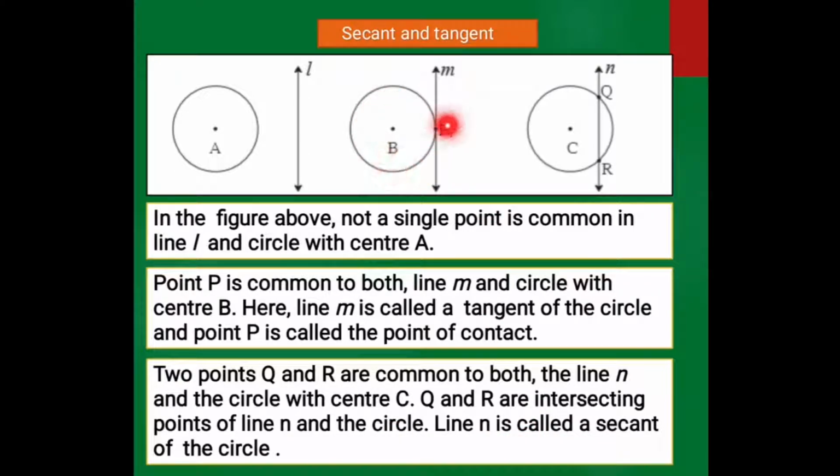So the second figure shows this line M is a tangent when that line touches the circle at one point only. In the third figure, this line N is a secant of this circle when this line N intersects this circle in 2 points. So for a tangent, the condition between circle and line is that there is only one common point, and for a secant there are two common points between line and circle.